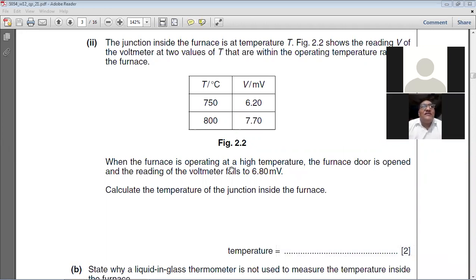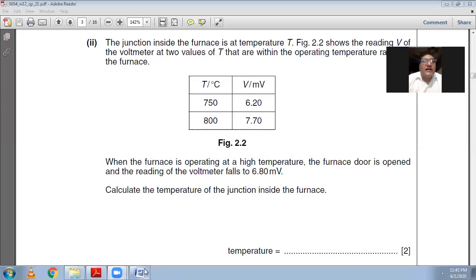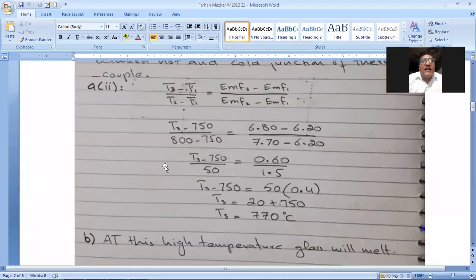When the furnace is operating at a high temperature, the furnace door is open and the reading of the voltmeter falls to 6.80 millivolt. Calculate the temperature of the junction inside the furnace. I have done this. You can see that when the temperature is this, the voltmeter reading is this. When the temperature is this, the voltmeter reading is this. When the voltmeter reading is 6.80, what is the temperature? That is the question.